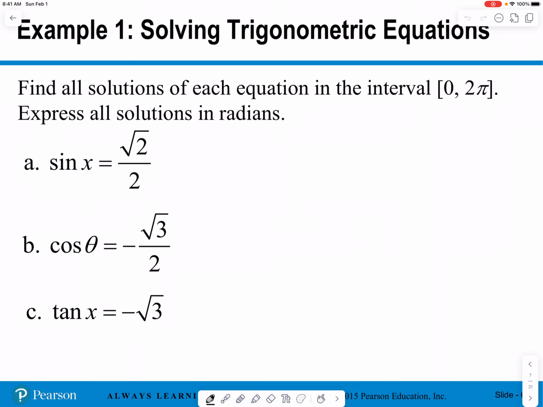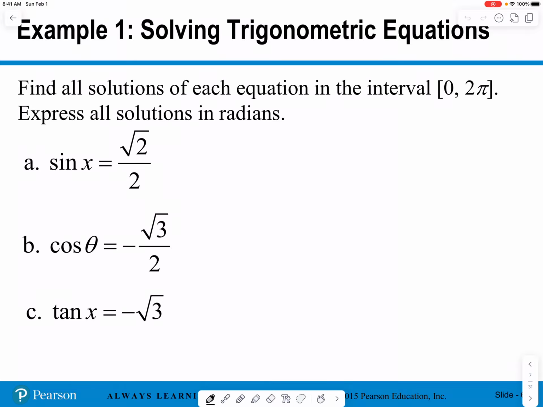So in this example, we're asked to find all solutions of each equation on the interval from 0 to 2 pi, expressing all solutions in radians. Sometimes I feel like it's easier conceptually, usually what I'm doing is working on the unit circle. I tend to work in degrees and then convert to radians at the end, right?